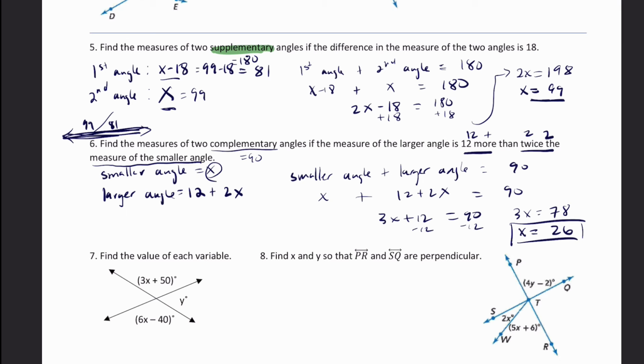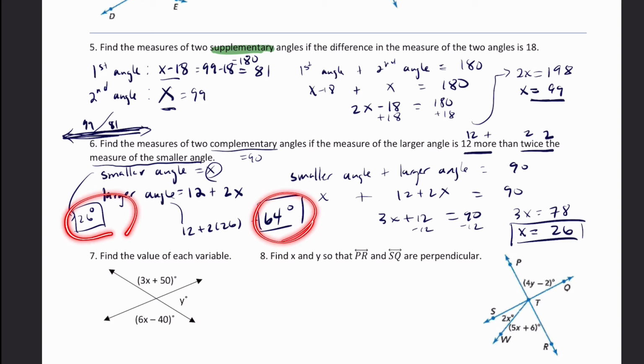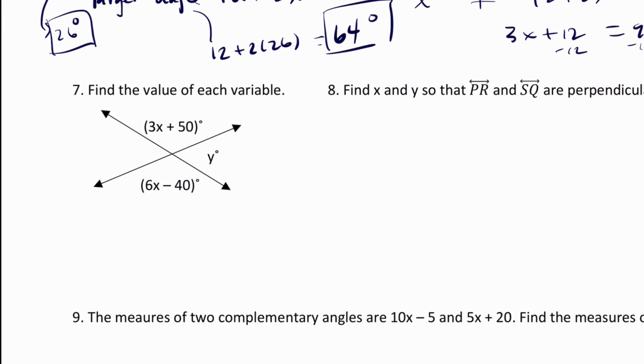So the smaller angle, since it's represented as x, that's going to be 26. So the smaller angle is going to be 26. And the larger angle in this case, all I got to do is just plug it in. So I have 12 plus 2 times 26. That is going to give me 64 if I put that in my calculator. And then you can go ahead and check these two and see if they are complementary by just adding these two. And if it equals 90 degrees, you got it. Those are the answers. All right.